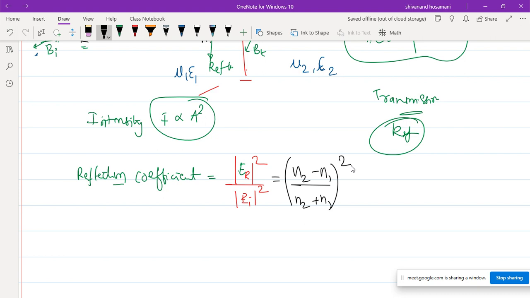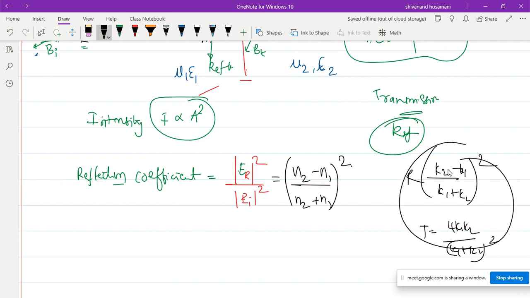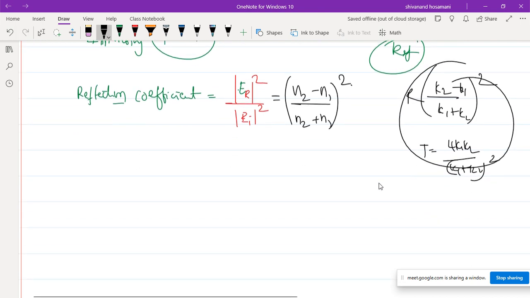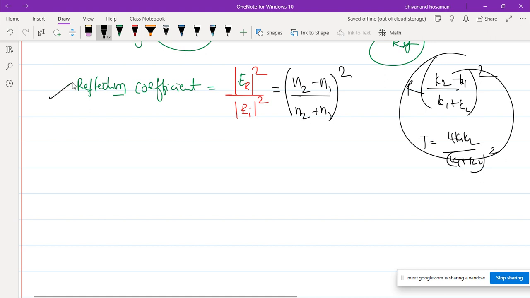Do you remember the reflection coefficient? We had k2 minus k1 divided by k2 plus k1, whole square. Do you remember this? In quantum mechanics, it was in the step potential, or barrier, or step potential. How do we define the transmission coefficient in this case? The transmission coefficient was 4 k1 k2 divided by, I think we wrote it as, k1 plus k2 whole square. We learn reflection and transmission coefficients in quantum mechanics, and here it is the same. It is enough to remember these equations today. How much part is reflected and how much part is transmitted depends on its refractive index.